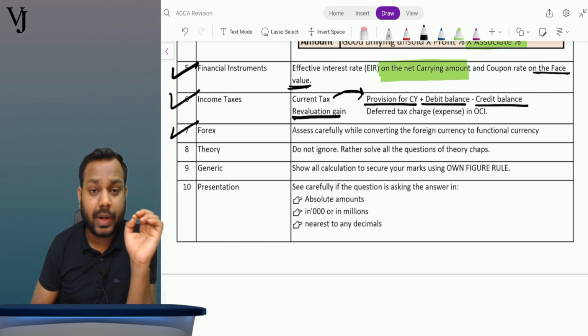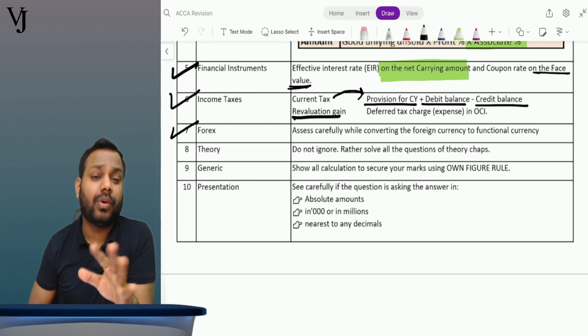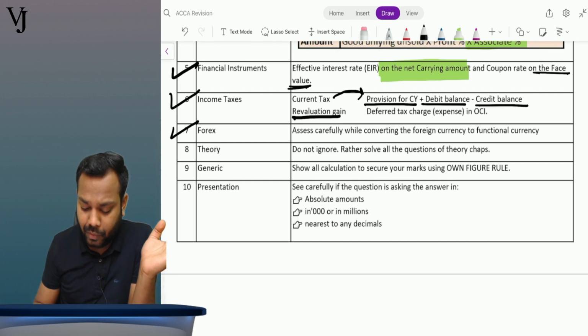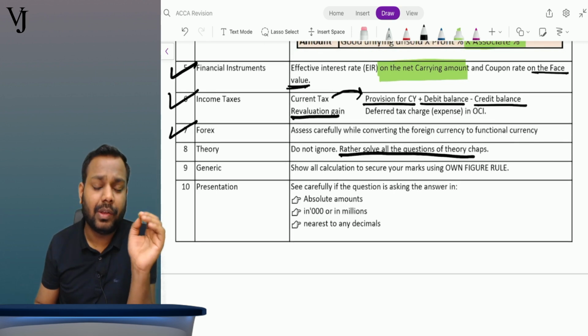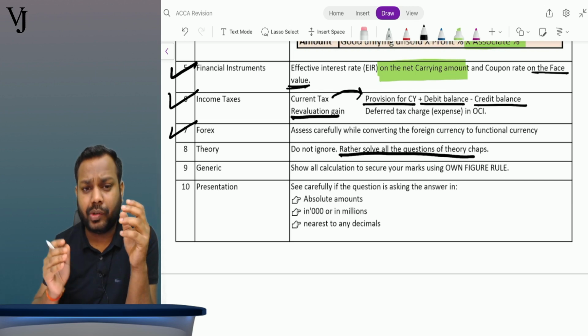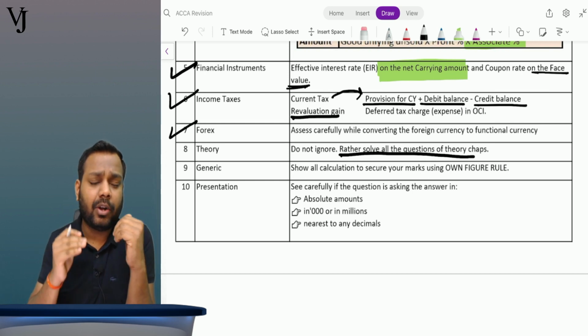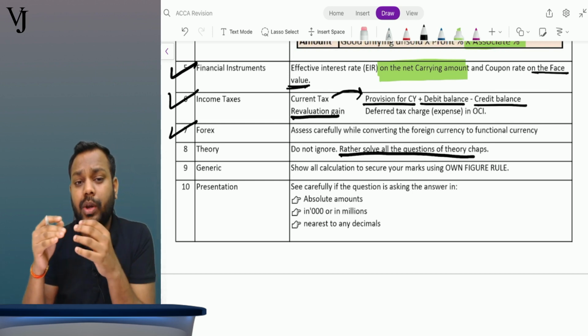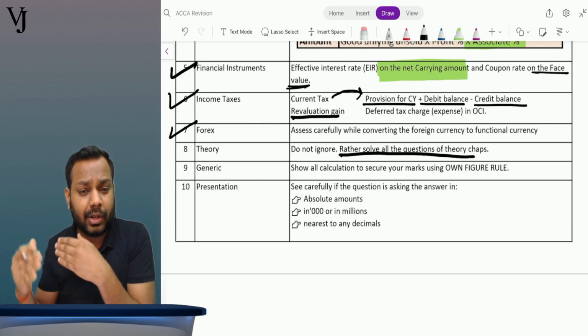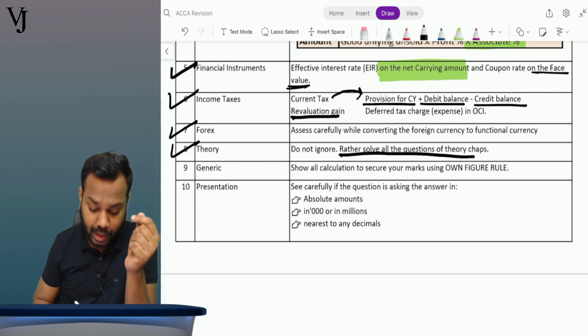Theory, do not ignore theory, guys. Now how you can handle theory is not by reading theory again and again. No, it will not help. Rather, solve questions of the theory. It will give you better clarity over the topics, and how exactly the questions from the theory will come. If you try to mug up all the theory, it will not help. If you try to read and solve as many questions as you can for the theory, it will really help.